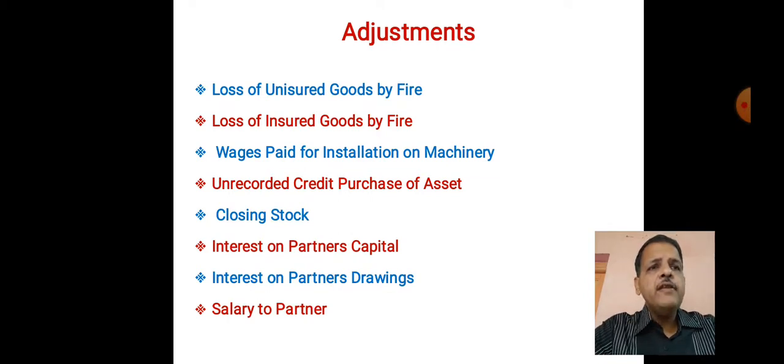Let us take example. Goods of rupees 3,000 lost by fire. One effect we will give to the trading credit, by goods lost by fire 3,000. Second effect we will give to the debit side of profit and loss account as to loss by fire 3,000. Instead of showing that amount of 3,000 on trading account credit side, we can alternatively deduct it from purchases on trading account debit side. Let us go towards the next adjustment, loss of insured goods by fire.